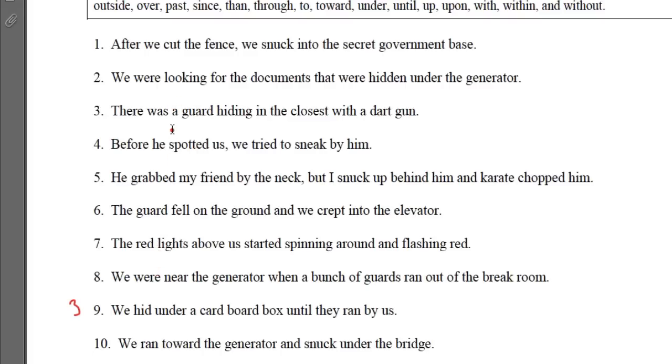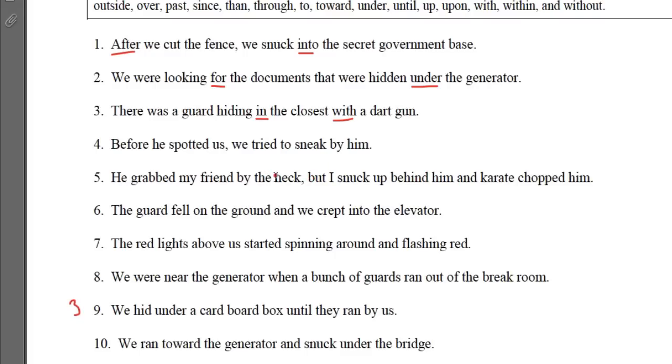Okay, so I'm going to move pretty quickly because you should just have 2 answers down on your paper. So let's go here. We have after. After is a preposition of time. It's saying that the cutting of the fence happened after they snuck into the secret government base. Second one here is into. That's showing us how we snuck into the base. Could have gone around the base. We were looking for, that's a hidden one. For the document shows we were looking for the documents that were hidden under the generator. There was a guard hiding in the closet with a dart gun, hiding in the closet as opposed to outside the closet. And with is also a preposition.